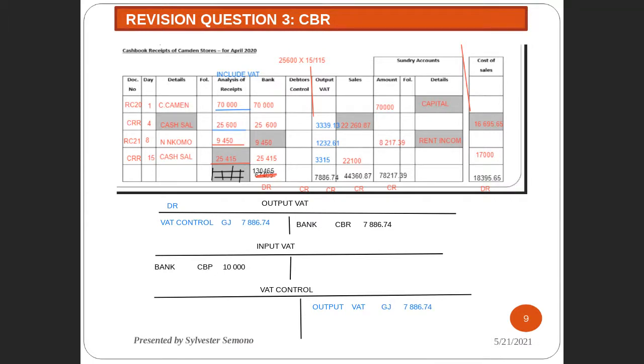So does everyone understand why I did this? Do you understand how I transferred? Can you see? You took it from here to the opposite side. That's how you must do it, okay? The same applies to the input. Let's do the input quickly. Just the same procedure, but for the input, I'm going to go to the opposite side. I'm going to say, yes, I'm taking it to the VAT control also.